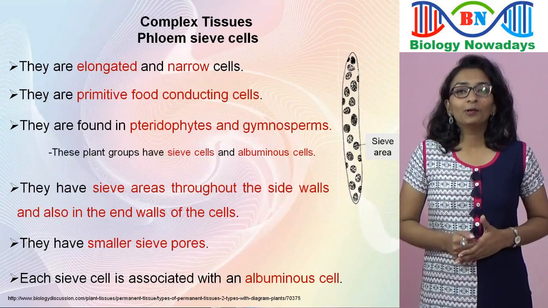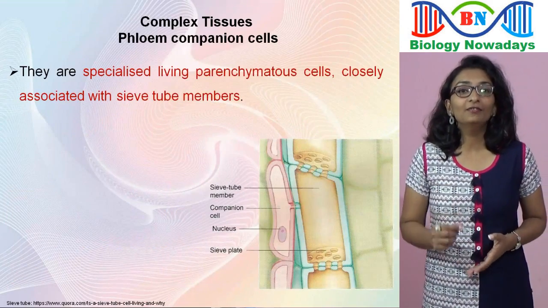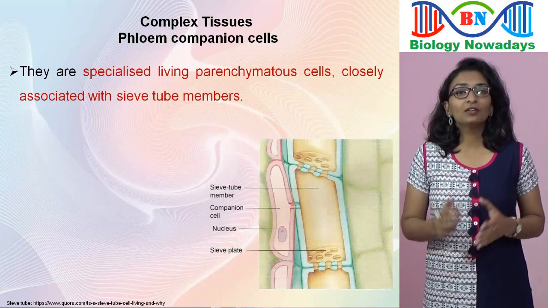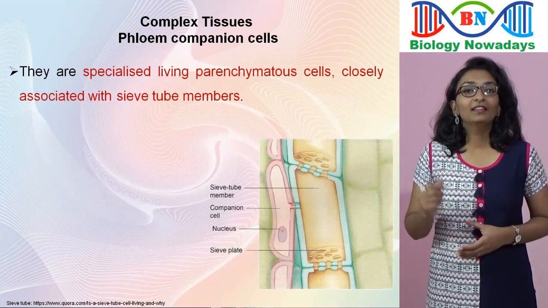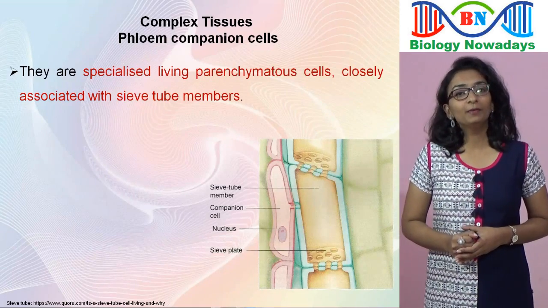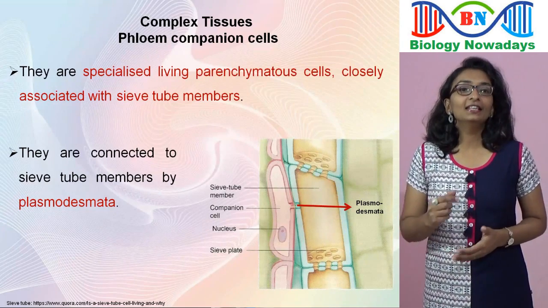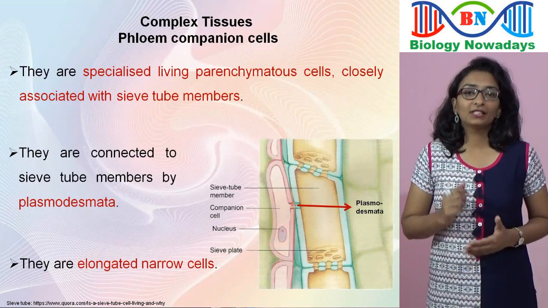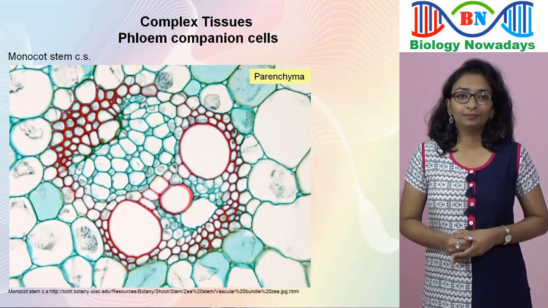Now let's see more about the companion cells. The companion cells are specialized living parenchymatous cells which are closely associated with sieve tube members. They are connected to the sieve tube members by plasmodesmata. In a longitudinal section, you can see that they are elongated, narrow cells. Now let's see how they look in a cross section.